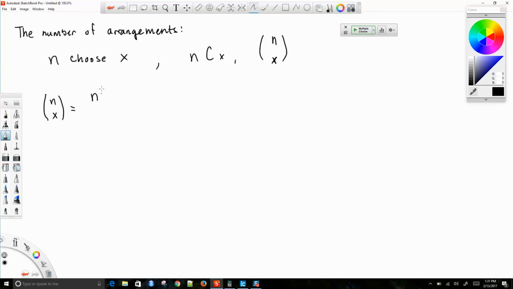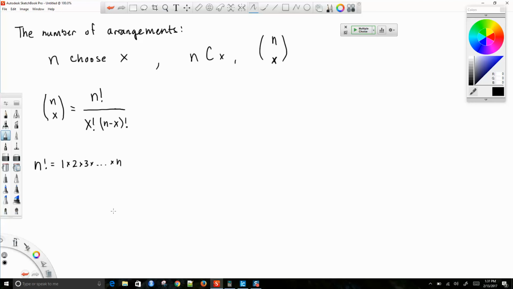The formula for this is n factorial divided by x factorial, and then there are going to be 2 terms on the bottom, and the 2 things have to add up to n, so we do n minus x factorial. Now, n factorial, if you don't know, is equal to 1 times 2 times 3 times all the way up to times n.